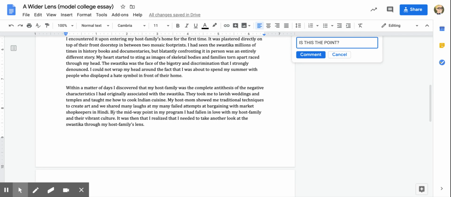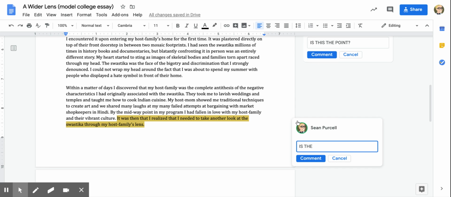Because the other moment where I see a kind of realization, something that might be the point, is here at the end of paragraph 5. She says, "It was then that I realized that I needed to take another look at the swastika through my host family's lens." Sorry, typing and reading at the same time does not really work for me. So she uses the word realized here. Could this be the point, or at least part of the point? What do you guys think? Do you think either of these is the main thing that she is trying to tell the admissions officers about herself?